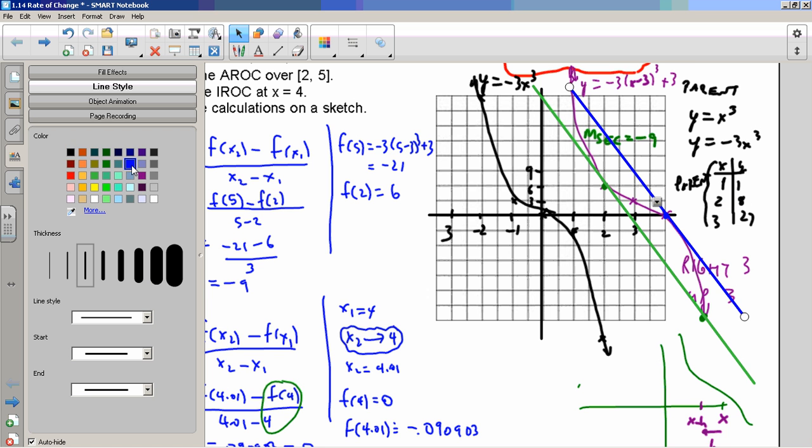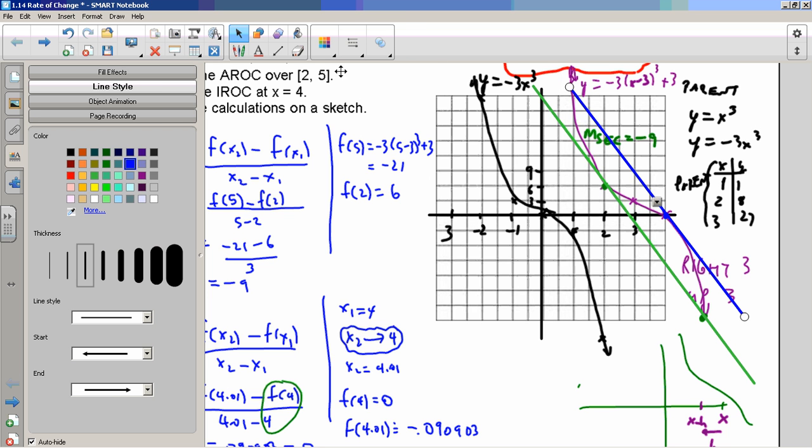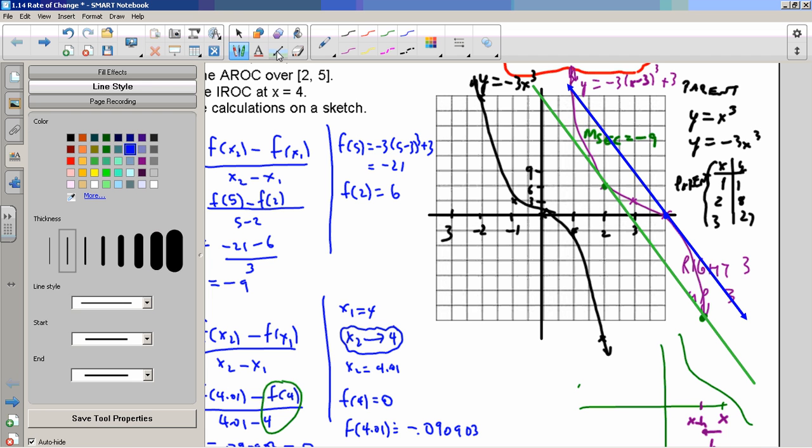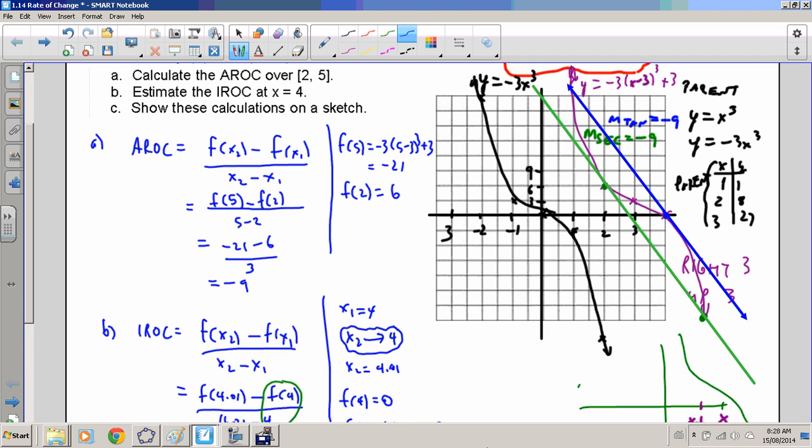But the idea here that we wanted to review is that, remember, the slope of a tangent is the instantaneous rate of change, and the average rate of change is the slope of the secant. So average rate of change, instantaneous rate of change. All right, we're going to pick up example 2 and 3 in part 2.